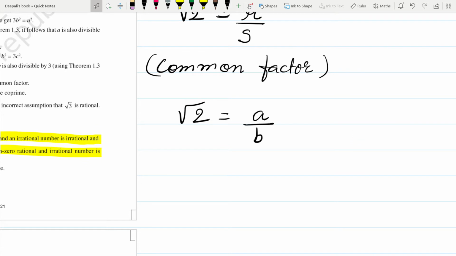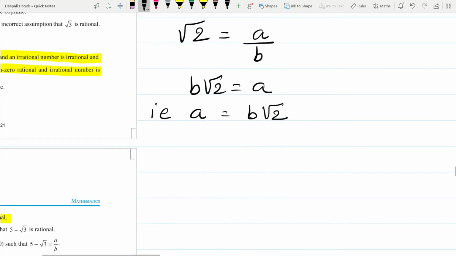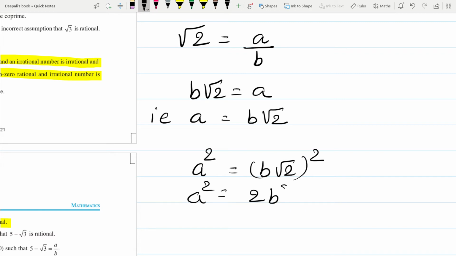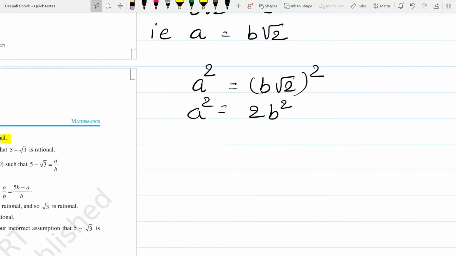Now, we can write this as b root 2 is equal to a, that is, a is equal to b root 2, which shows that if I square this number on both the sides, that is a square is equal to b root 2 square, I get a square is equal to 2b square. Now this means that 2 divides a square.